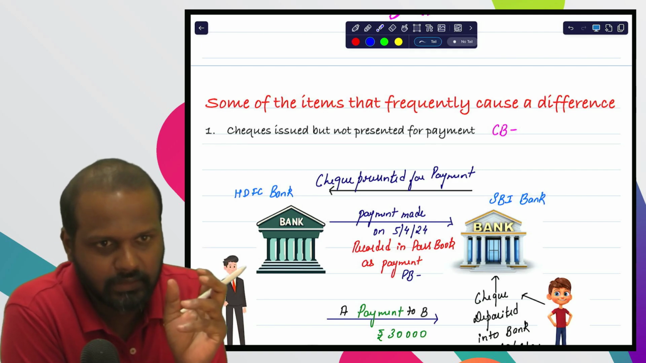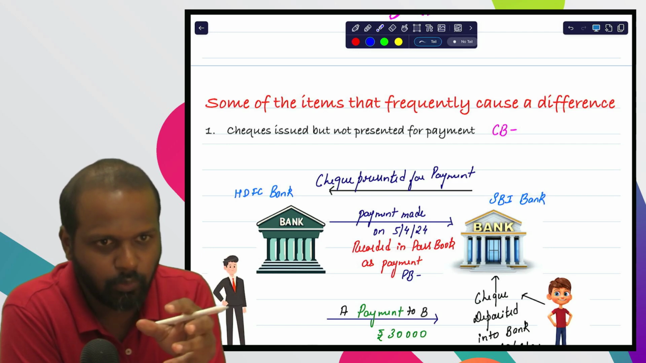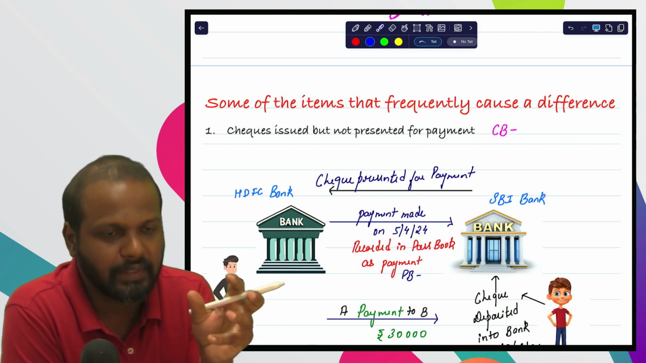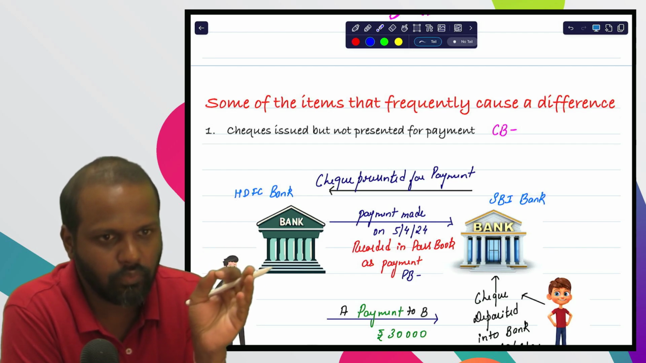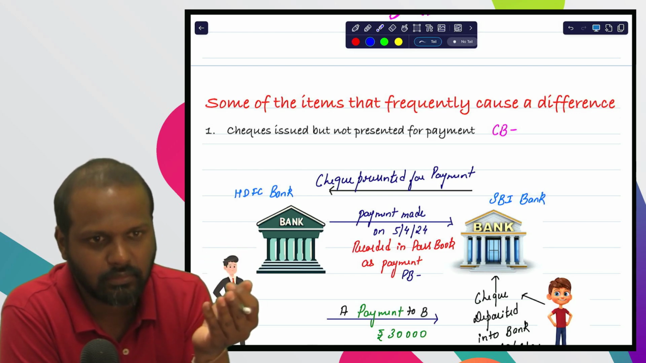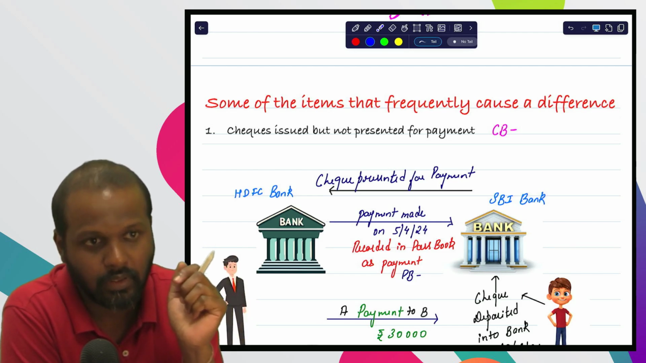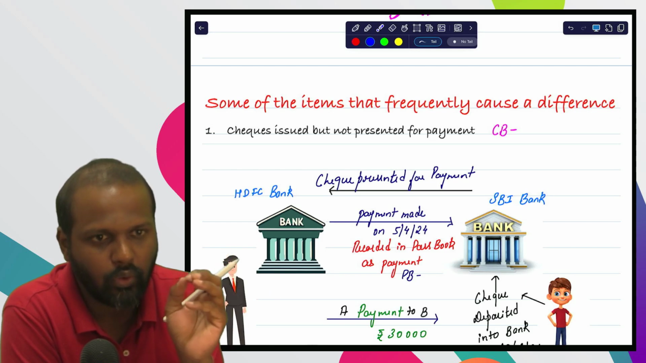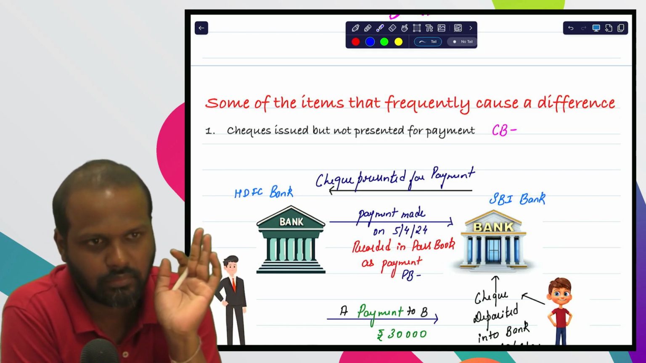So now we'll discuss some of the examples. Whenever your cash book balance is not tallying with the passbook balance, that is, the bank balance as per cash book is not tallying with the bank balance as per passbook, then what may be the reason why they are not tallying? Some of the examples we are going to understand. These examples are going to be most important because when you do the question, the same things are going to be repeated in the question.